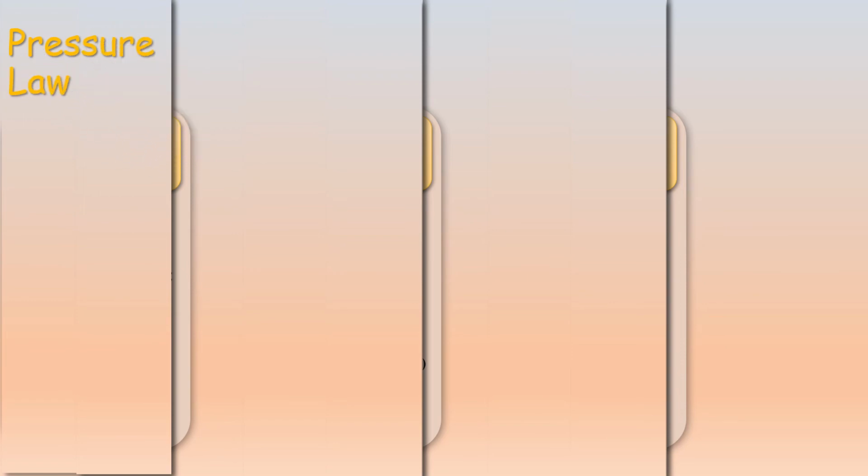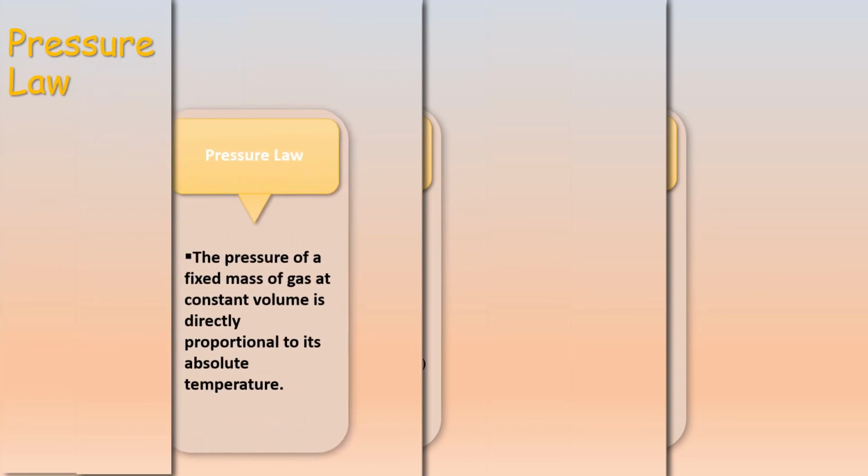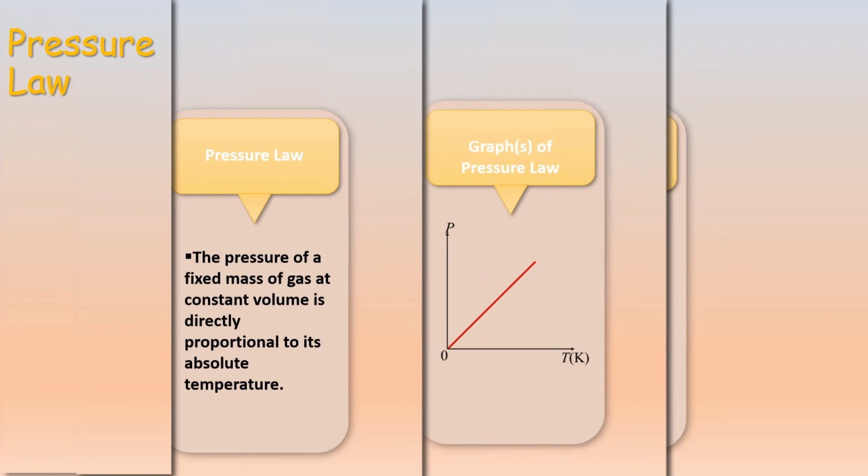For the definition, the pressure law states that the pressure of a fixed mass of gas at constant volume will be directly proportional to its absolute temperature. So if you plot a P versus T graph over here, and you observe that the temperature is given in Kelvin, therefore we get a directly proportional relationship.